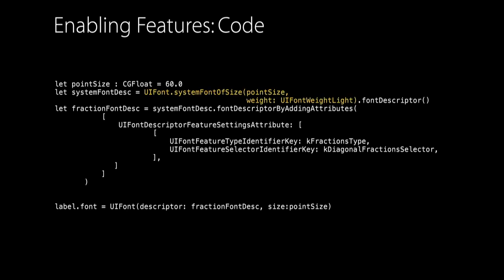So here I'm using the new system font of size weight API to get the light weight. I can get a font descriptor out of it. Once I have that, I can modify it by adding attributes to it. And some of the attributes can be the features. I can turn on one feature at a time. I can turn it off. I can also do groups of features all together. And once I have that font descriptor, I can create another UI font out of it, or NS font.